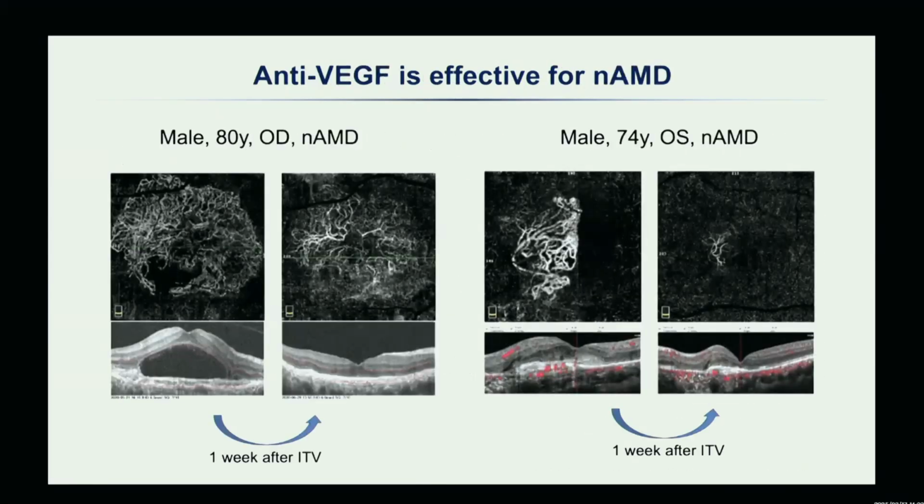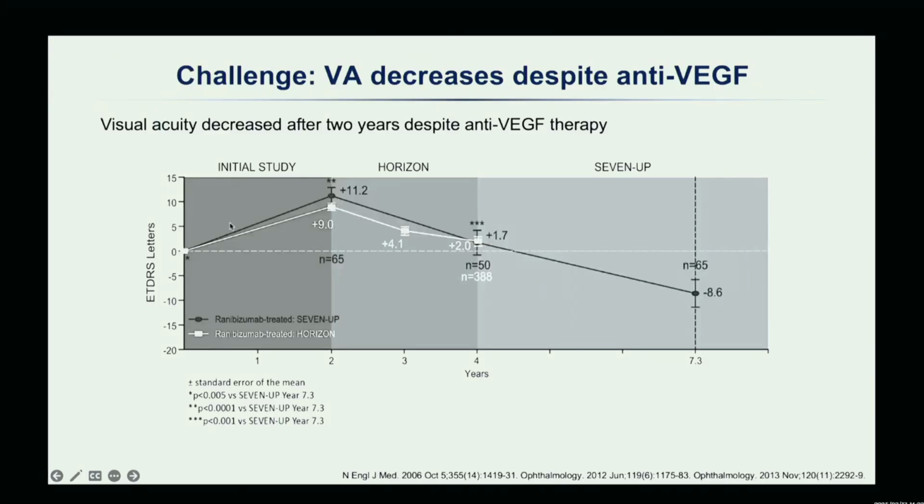We all know that for neovascular AMD, intravitreal injection of anti-VEGF drugs is very effective. These are my 2 patients, and 1 week after intravitreal injection, we can see the neovascularization was reduced significantly, along with reduction of the subretinal fluid and subretinal hyperreflective materials.